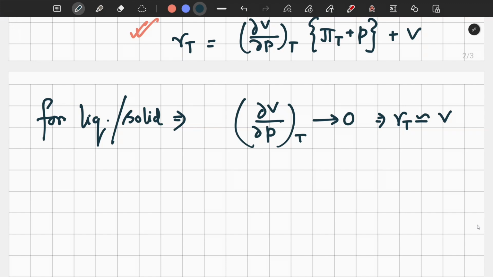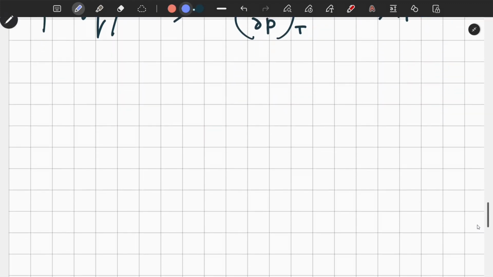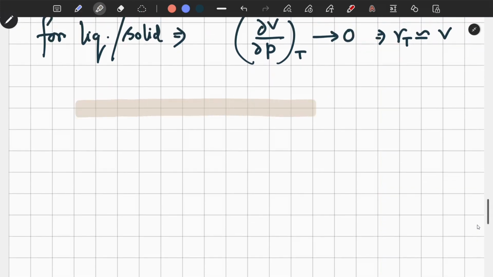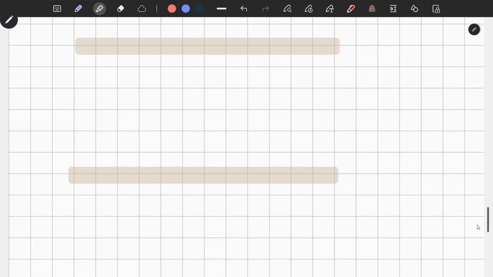We are interested in calculating gamma T for gases. So that's why now the Joule-Thomson experiment. How was the Joule-Thomson experiment defined? Let's see. These are the rigid boundary, isolated, adiabatic boundary. Here is a chamber that is filled with gas. This is porous.